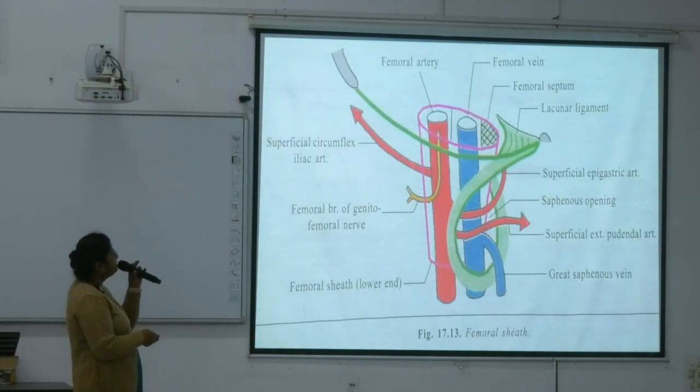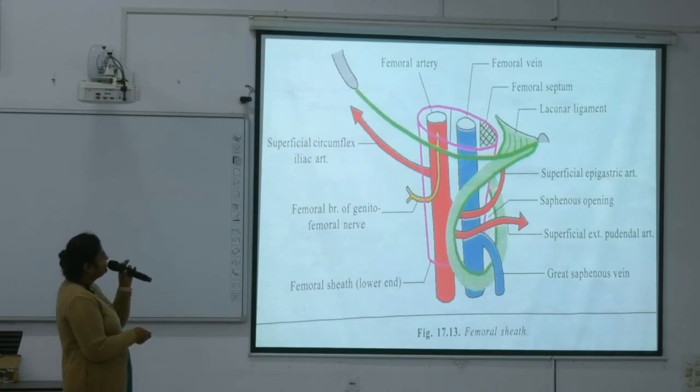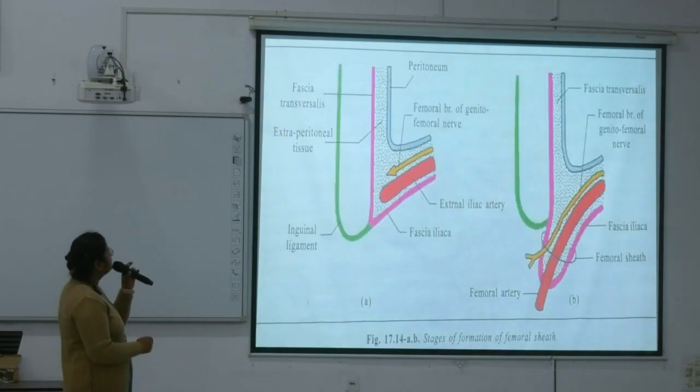You can see the pink one, the compartment, lateral-most containing the artery and femoral branch of genitofemoral nerve, intermediate containing vein, femoral canal, and upper end of the canal is the femoral ring covered by the femoral septum. This is the reflection of deep fascia forming the saphenous opening, through which the great saphenous vein is going to drain into the femoral vein, and the superficial branches of the arteries coming out, superficial epigastric and superficial external pudendal.